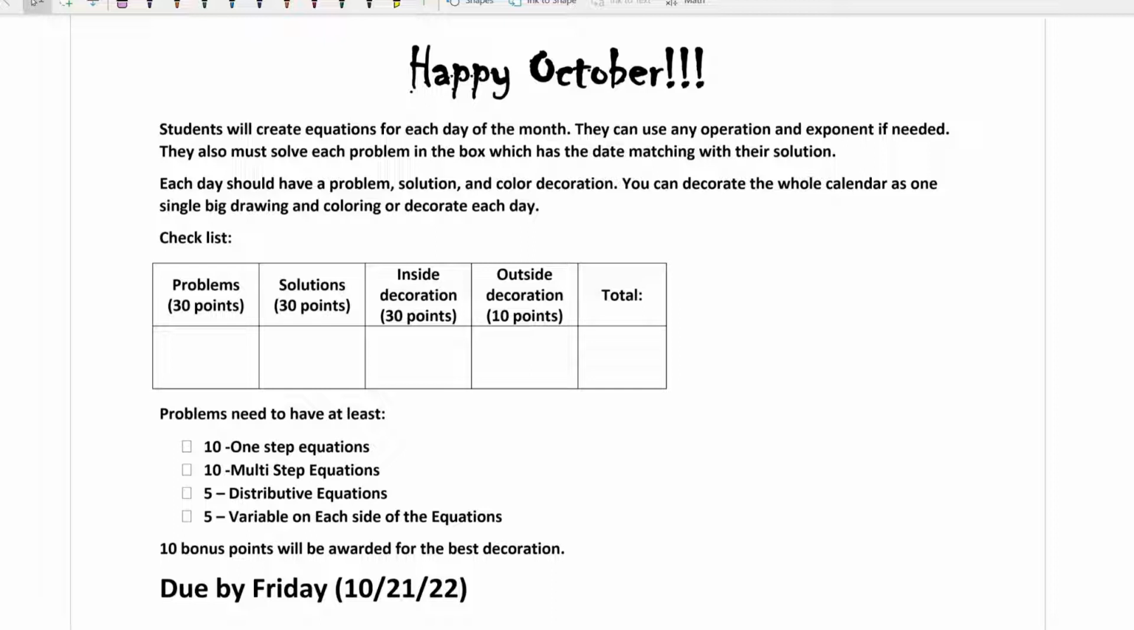10 bonus points will be awarded for the best decoration. So when you go over and beyond my expectation, you earn extra credit. I don't give extra credit at random times when you need it. This is the extra credit on the projects. Whenever we work on a project, if you exceed my expectation, you earn extra points. Again, I don't give extra credit at random times. This is the time for you to earn extra credit right now.